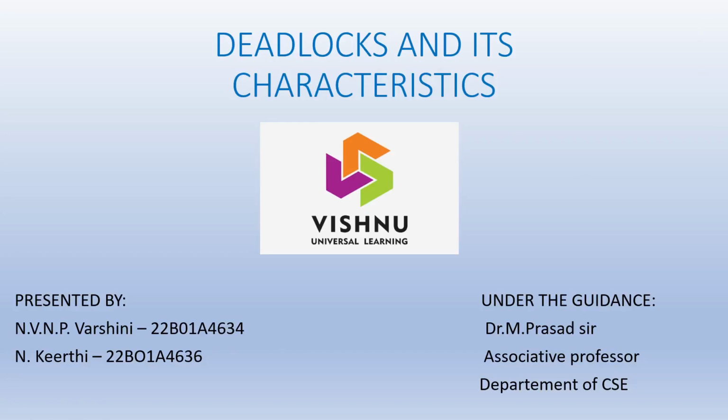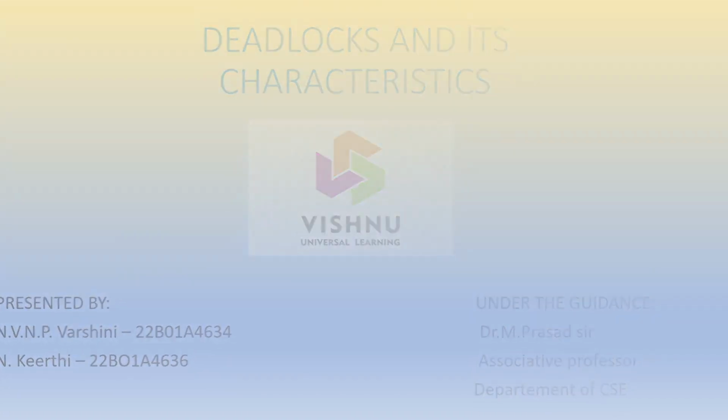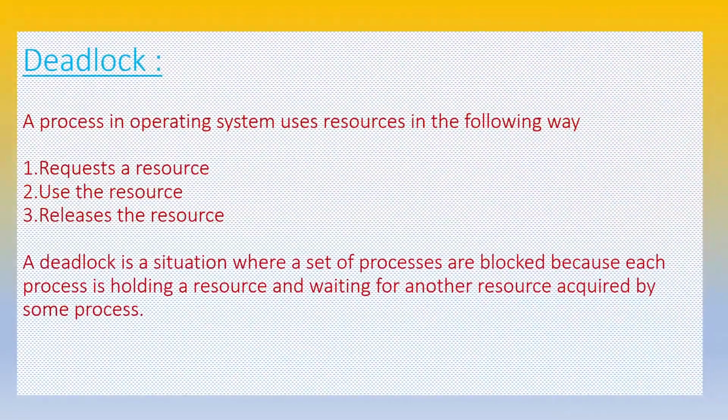Today we are here to make you know something about a very important topic, that is deadlocks in operating systems. Firstly, as we all know, every process in a system will be executed by using the CPU resources. These resources will be allocated to the processes by the operating system of the computer. A process in an operating system uses resources in the following ways: it requests a resource, uses the resource, and releases the resource after its completion.